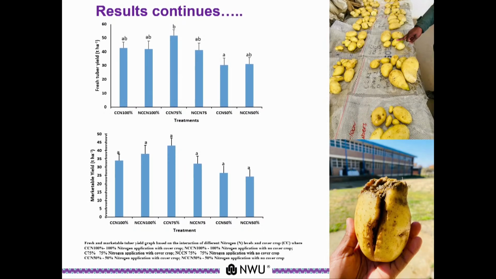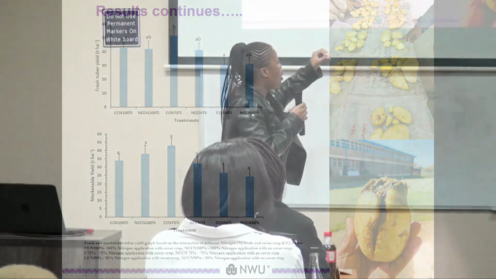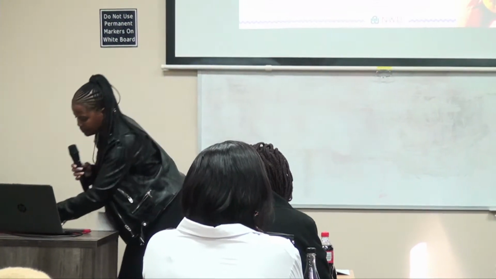This was because of the diseased tubers, the deformed tubers, and also those tubers that had a bad shape.